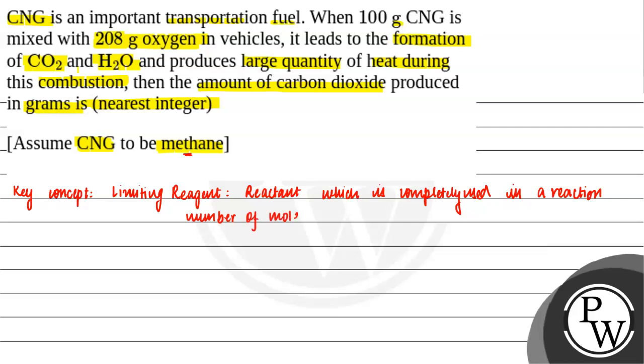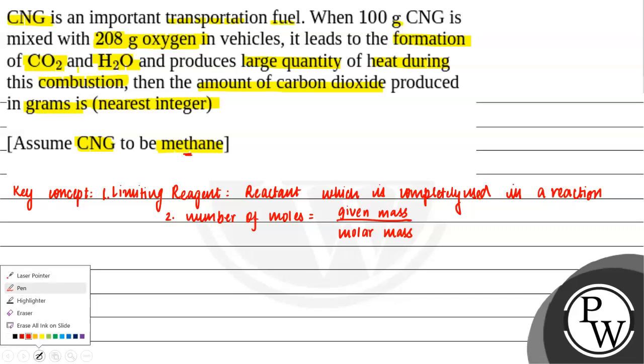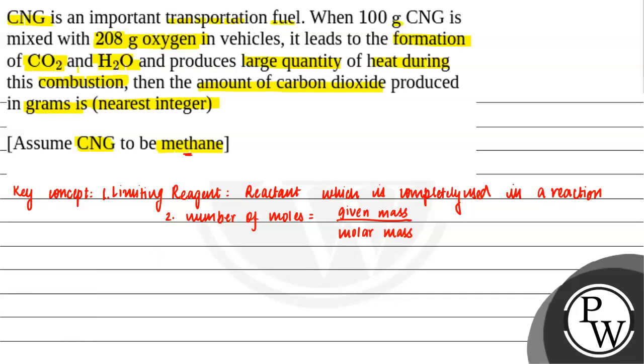The number of moles is equal to the given mass of the component divided by the molar mass. Now let us start the question further. Initially, if we talk about the reaction, CH4 reacts with oxygen to give CO2 plus H2O. Now let us balance this equation. This is our balanced chemical reaction.